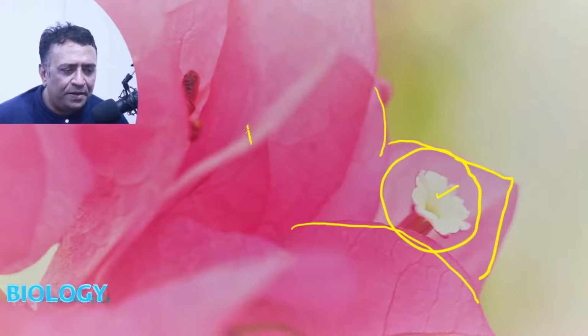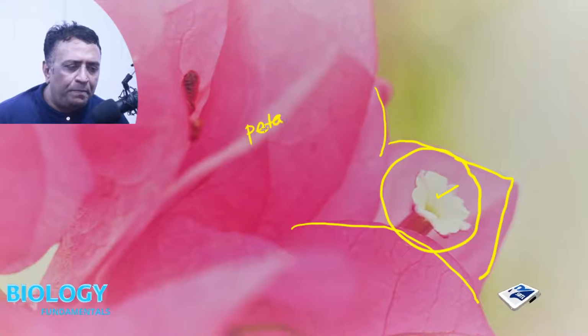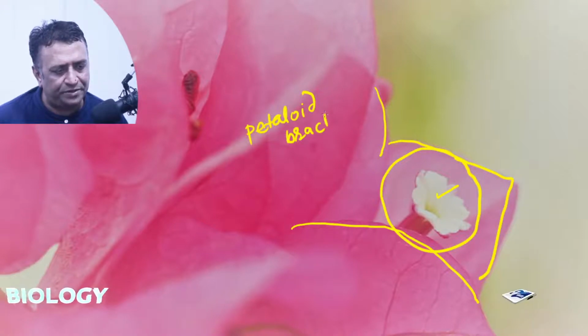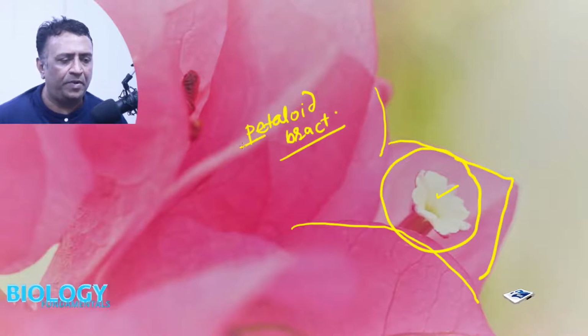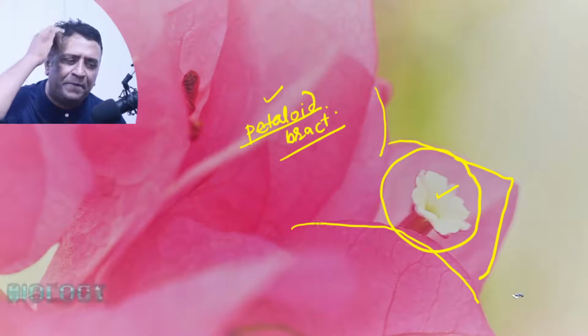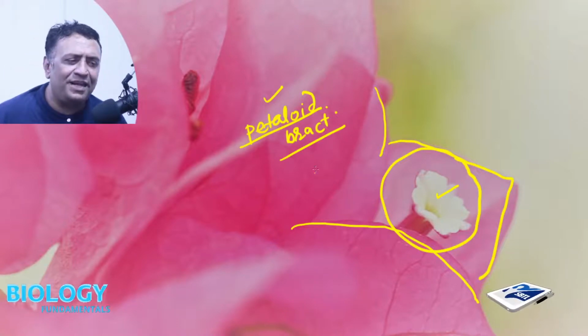This type of bract is known as petaloid bract. Petal-like bract means petaloid bract. They look bright in color, just like petals. They have some attractive colors, and that is why they are called petaloid bract.